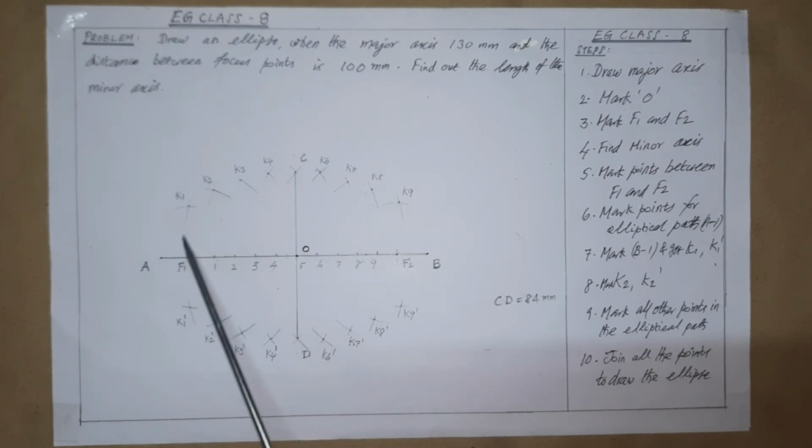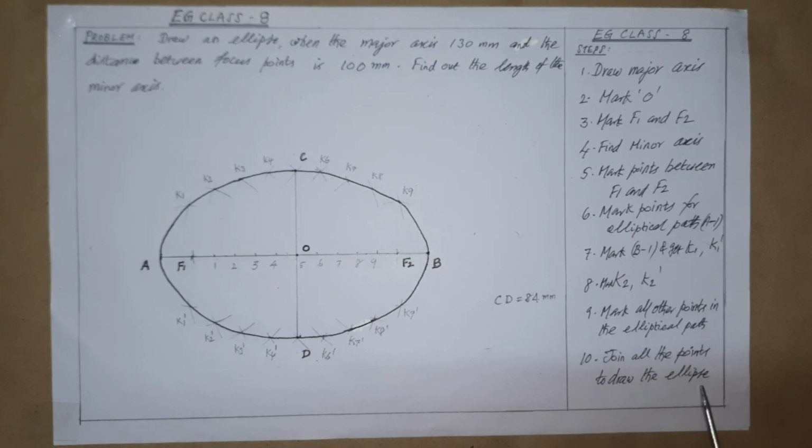You see the points? Now we are going to complete the ellipse through the path that has been decided using the points A and B as well as the focus points F1 and F2. We have joined all the points to draw the ellipse as shown here. That is, from A we have to make a smooth curve as shown from A to K1, K2, K3, K4, C, then K6, K7, K8, K9, then B, then K9 dash, K8 dash, K7 dash, K6 dash, K4 dash, K3 dash, K2 dash, K1 dash up to A, the closing point.